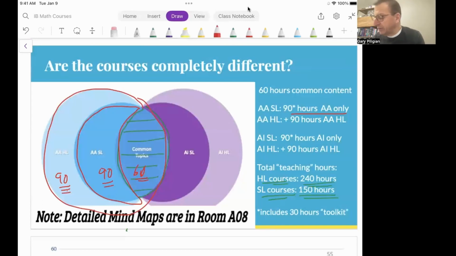And similarly, on the other side of the spectrum here, the applications course has the same breakdown. So there's 90 hours right here that's taught in the applications SL course that doesn't appear in either analysis course. All right, that's important to recognize. There are things taught in, for instance, applications SL that aren't even taught in analysis at HL. Some of them are similar, but not completely. An example is the chi-squared test of goodness of fit. It doesn't even appear in analysis HL, but it appears in applications SL.